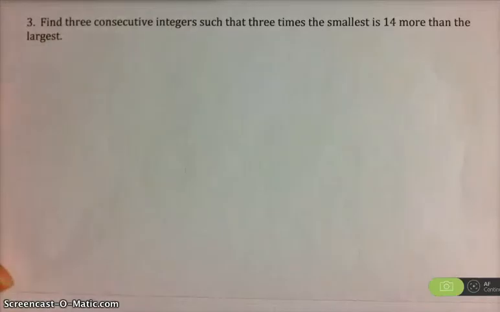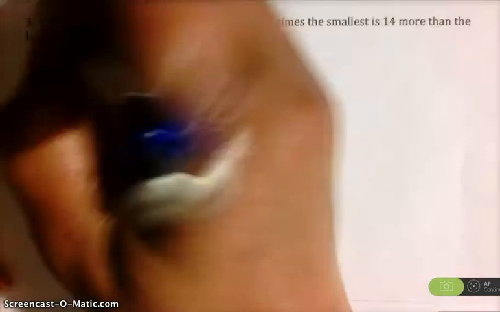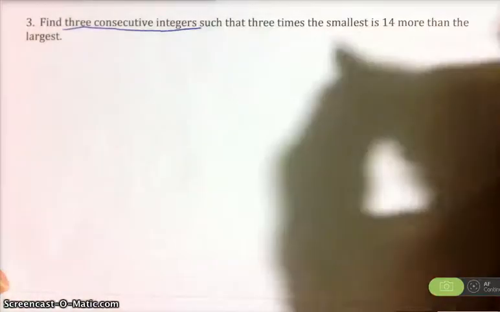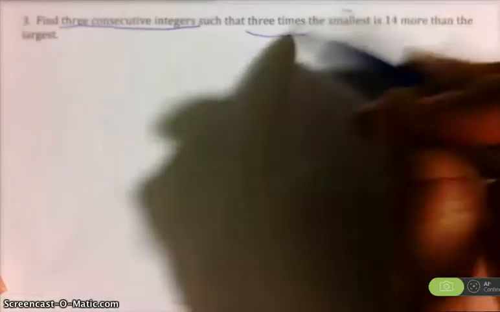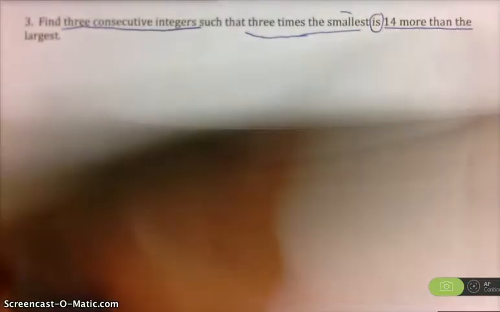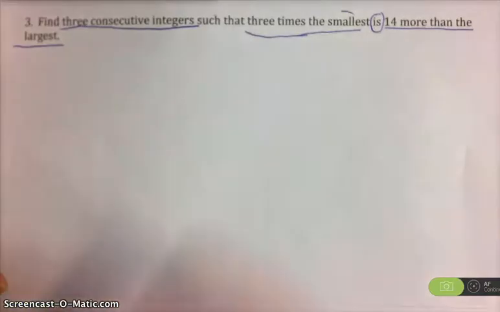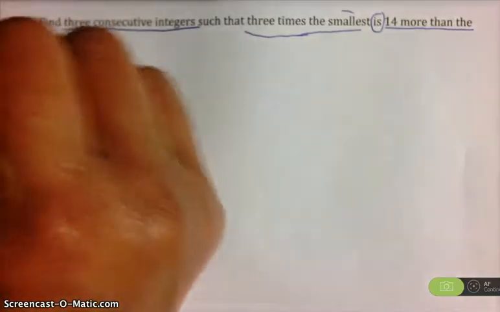Okay, for the third problem, it says find 3 consecutive integers such that 3 times the smallest is 14 more than the largest. Okay, so we have 3. So that's automatically first, second, and third. They are consecutive integers this time, and consecutive integers increase by 1. So the first one would be n.